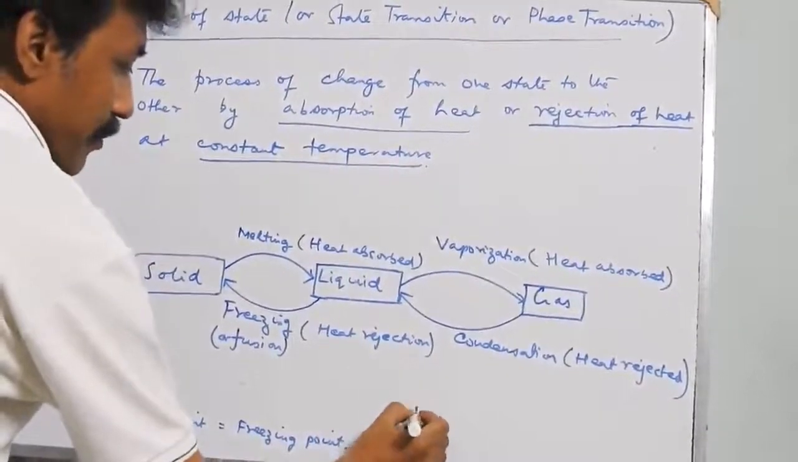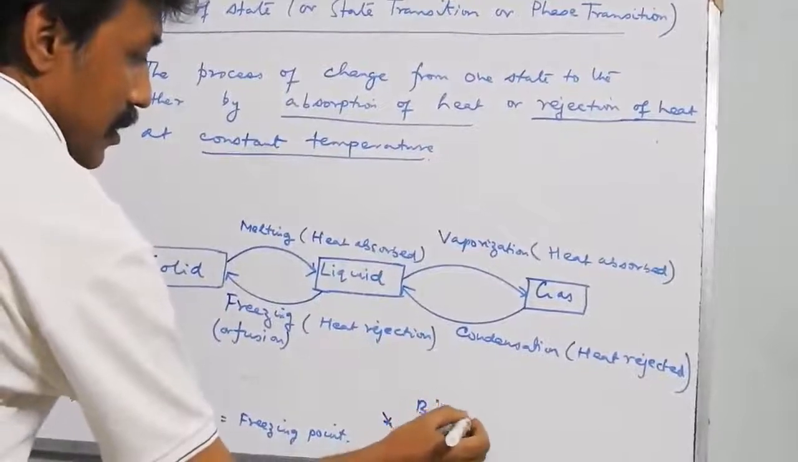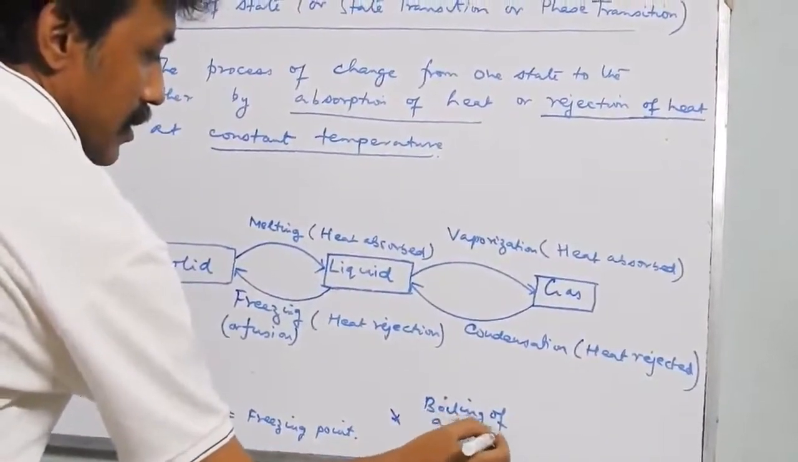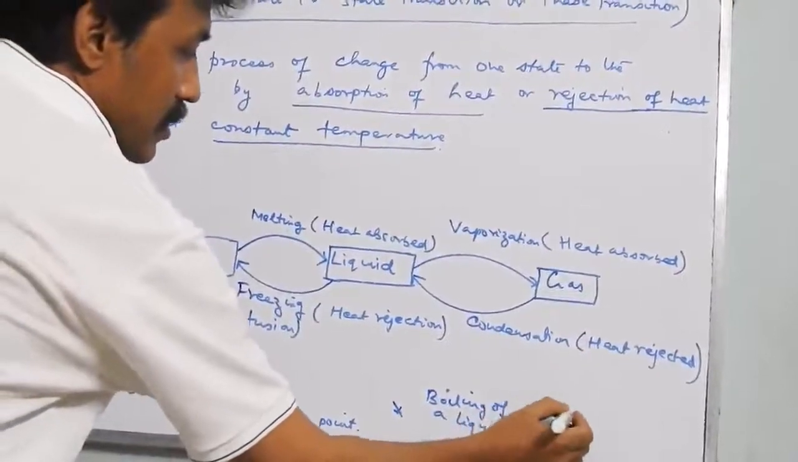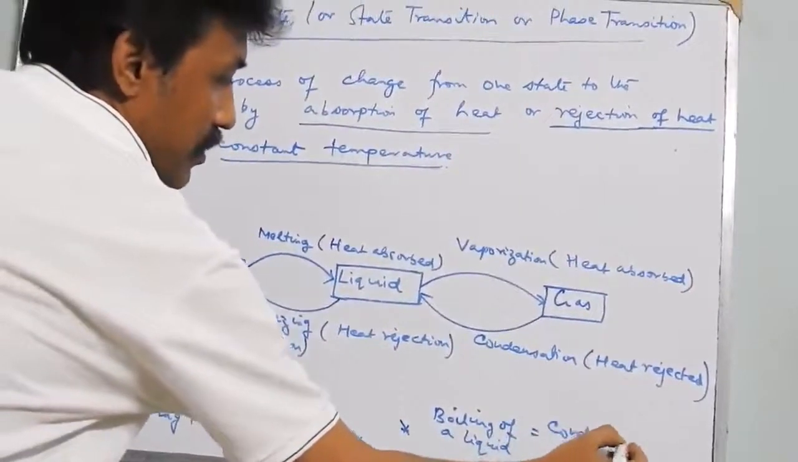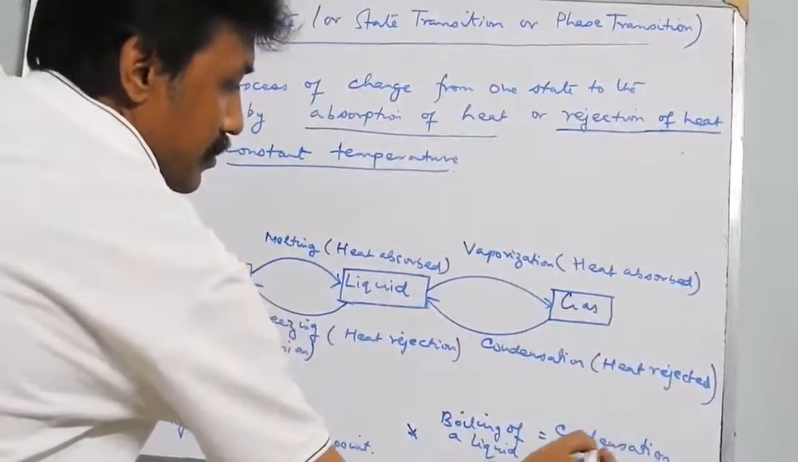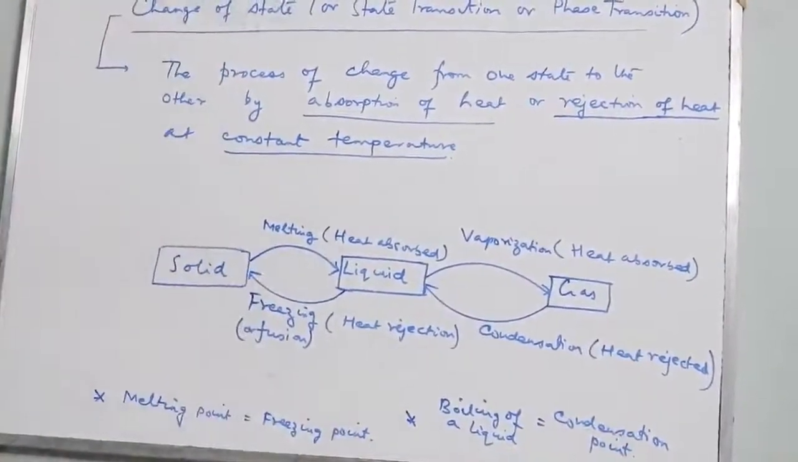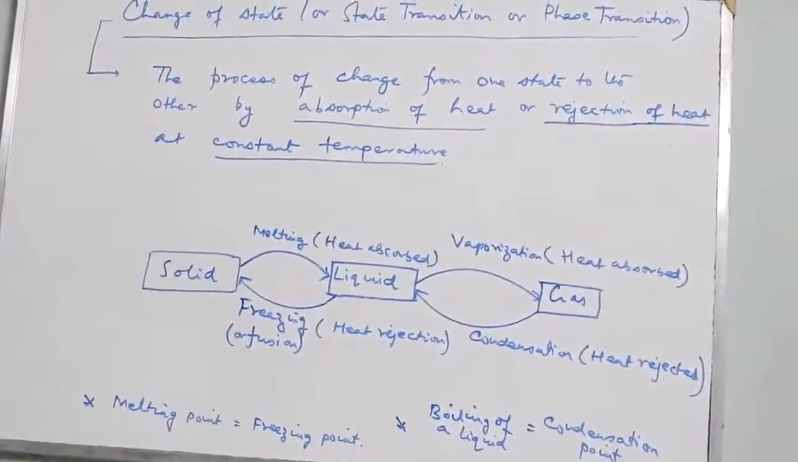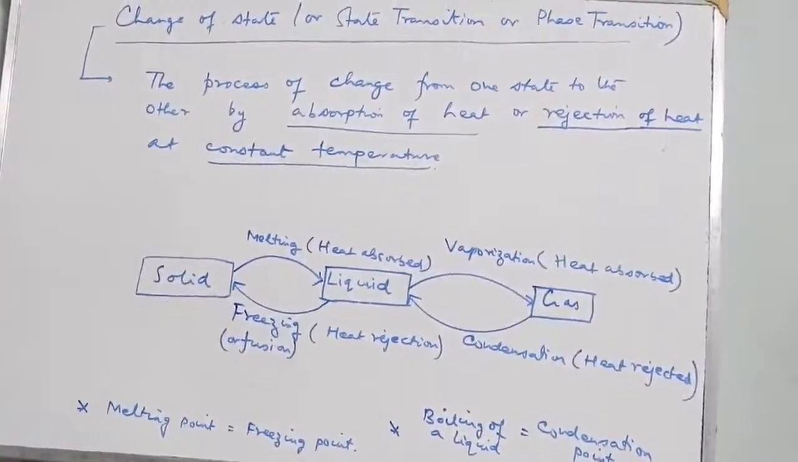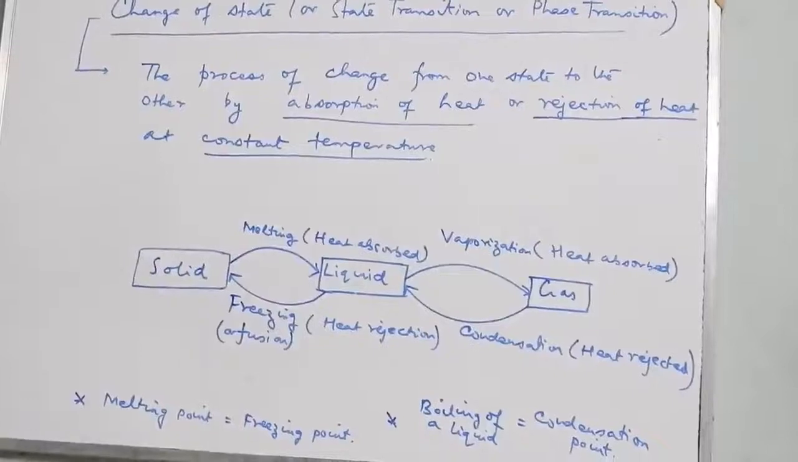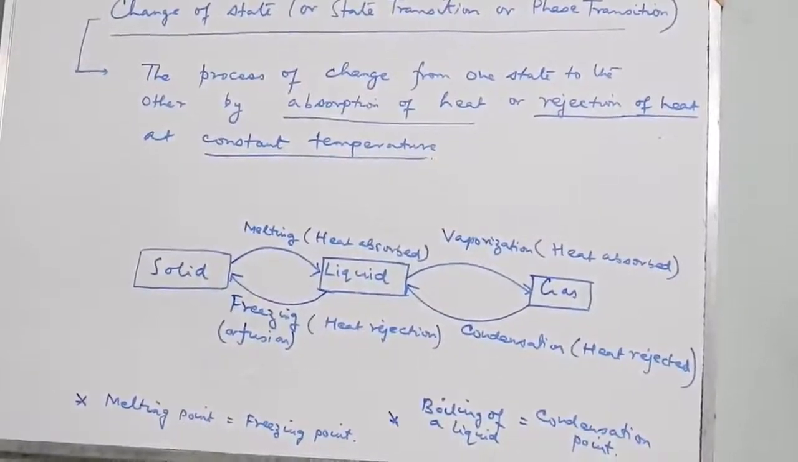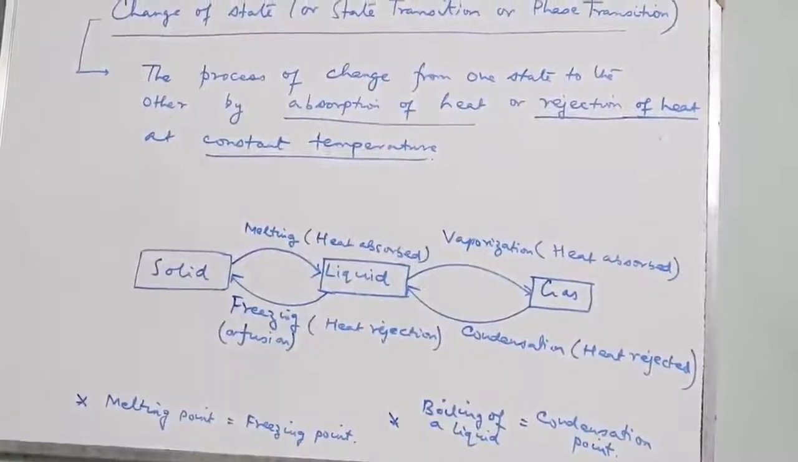So the boiling point of a liquid is the same as the condensation point of the corresponding vapor form. For example, water absorbs some amount of heat and gets converted to gas at 100 degrees centigrade. Similarly, water vapors condense to water at 100 degrees centigrade.